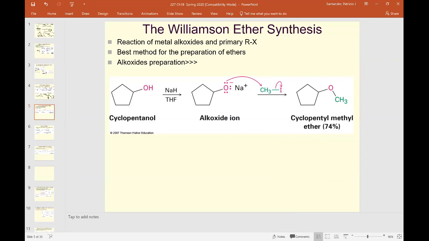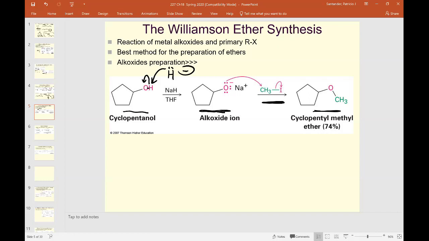So the idea in this method is that if you have an alcohol, you can use a base like sodium hydride for deprotonation of the alcohol. Hydride is a good base, and in that way you can prepare the alkoxide. And then the alkoxide can act as a nucleophile reacting with an alkyl halide like methyl iodide. Nucleophilic substitution, displacement of the I minus, and the final product that you obtain will be the cyclopentyl methyl ether.